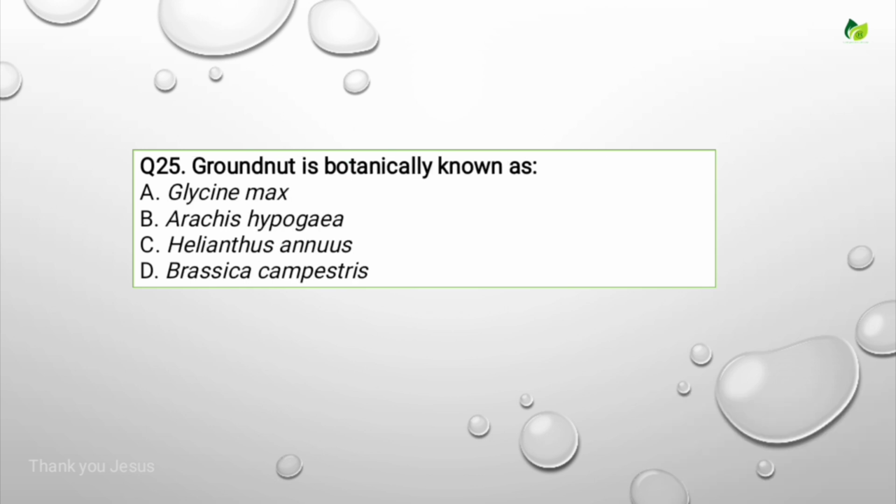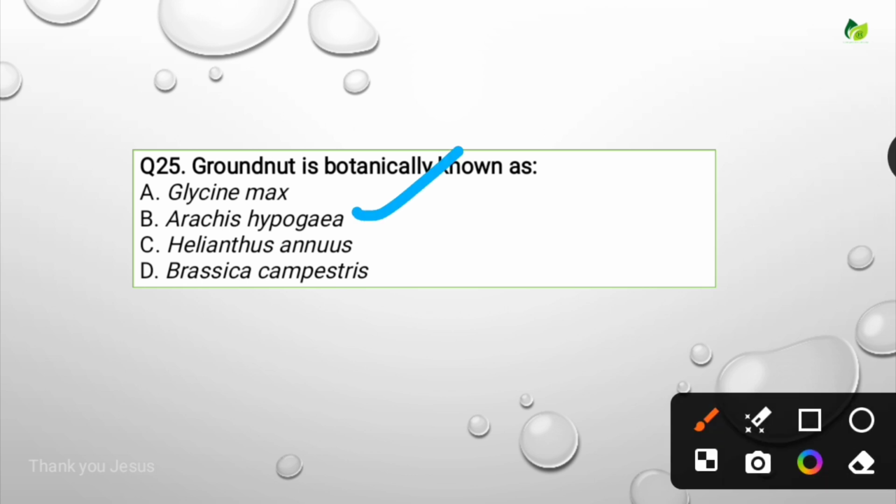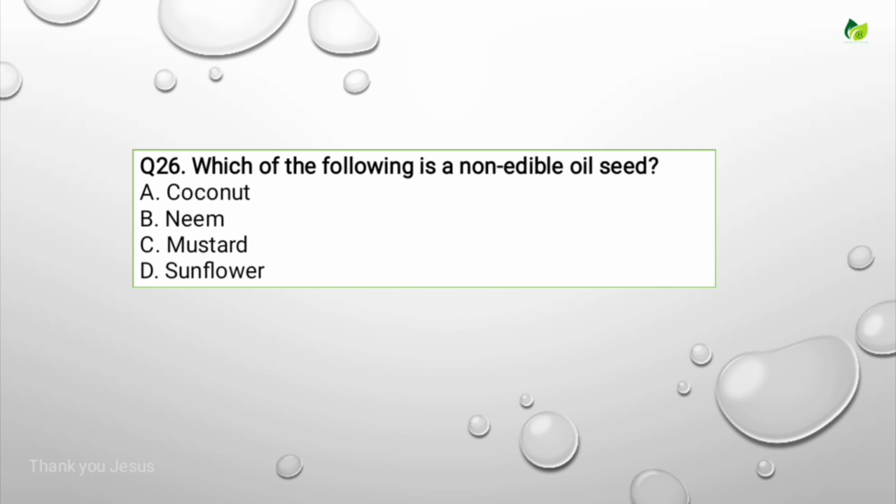Groundnut is botanically known as. Options are Glycine max, Arachis hypogaea, Helianthus annuus, Brassica campestris. For this, the correct answer is Arachis hypogaea. Let's see the next question.